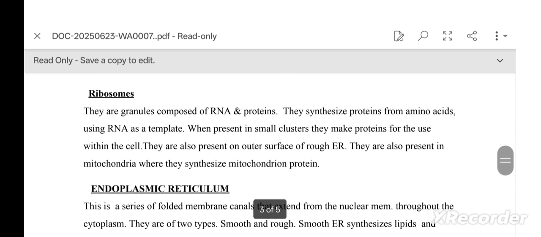Now let's see the ribosomes. They are granules composed of RNA and protein. They synthesize protein from amino acids using RNA as a template. When present in small clusters, they make protein for use within the cell. They are also present on the outer surface of rough endoplasmic reticulum. They are also present in the mitochondria, where they synthesize mitochondrial protein.